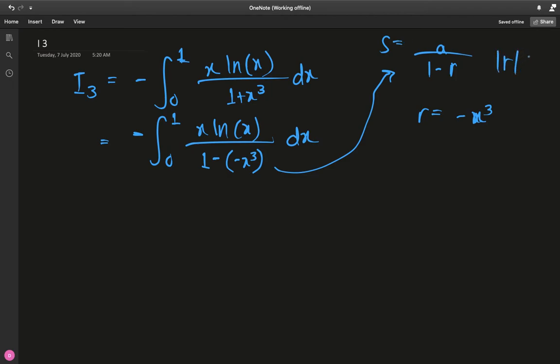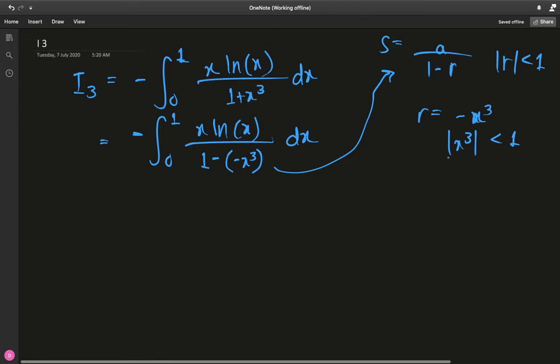If the absolute value of r was less than 1, the absolute value of x cubed is less than 1, because x is from 0 to 1, so x is like some fraction, and x cubed is even smaller. So this inequality is satisfied, because if the absolute value of x is less than 1, then x cubed, being even smaller, will also be less than 1. Therefore, since we are in the radius of convergence, we can write this as a geometric series.